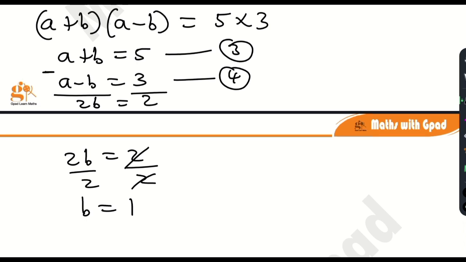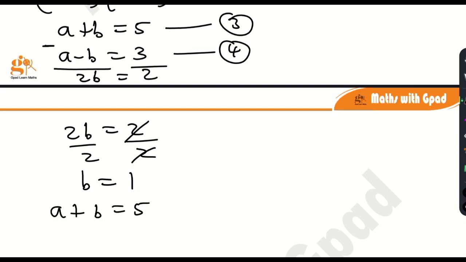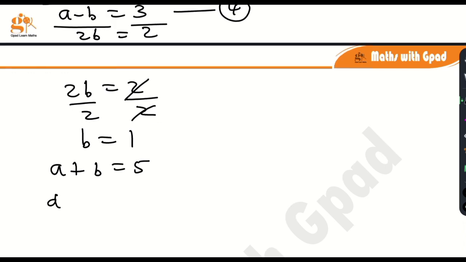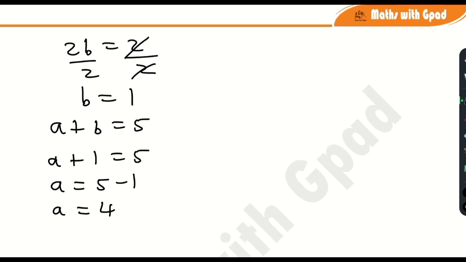Now we have gotten the value of b as 1. Let's go get the value of a. Let's use equation 3. A plus b is equal to 5. Substitute b for 1. So you have a plus 1 is equal to 5. When you transpose plus 1 to the right hand side, you are going to have that a is equal to 5 minus 1, and then a is equal to what? 4. Okay, we have a is equal to 4 and b is equal to 1.